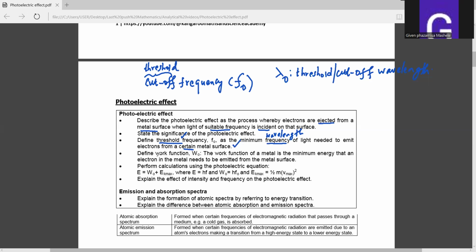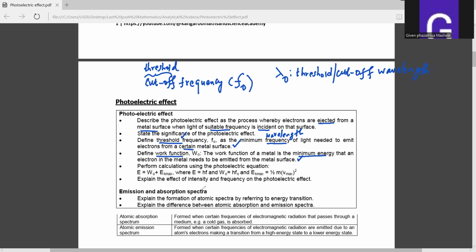And again, we'll be talking about the work function, which is represented by W0. Work function is the minimum energy that an electron in the metal needs to be emitted from the metal surface. So the minimum amount of energy that is needed to eject electrons from the metal surface is called the work function. It's very important for you to know what you mean by a work function.